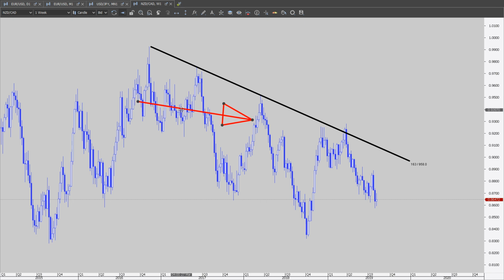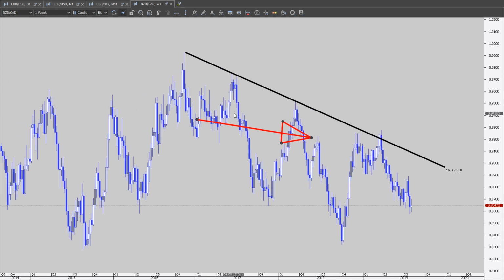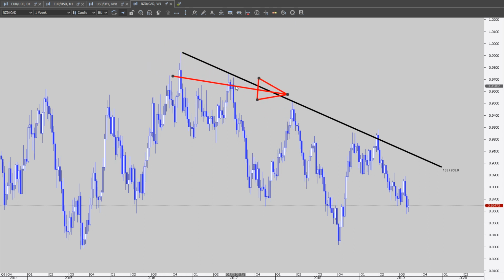Okay, we are on the NZDCAD weekly chart. Is my trend line okay? What is a trend line? A trend line is a tool that confirms the trend, right? George says no, not okay. Why not, George?